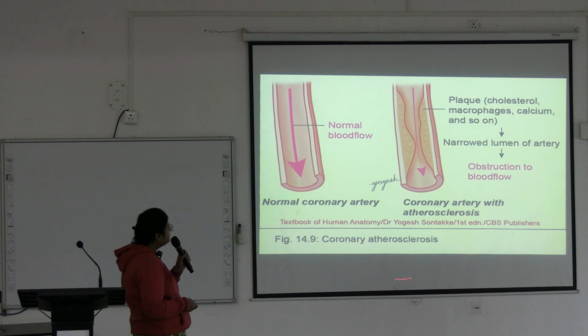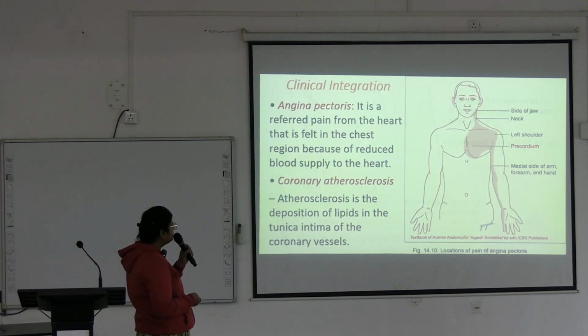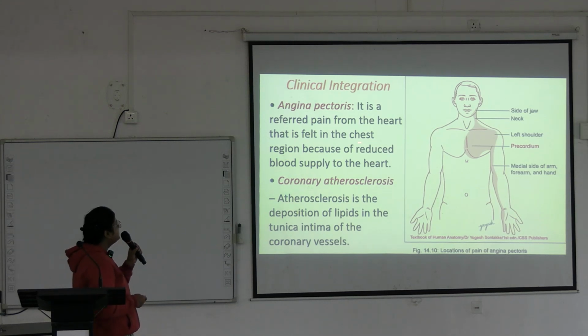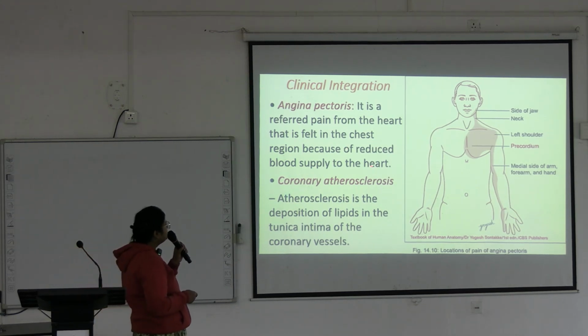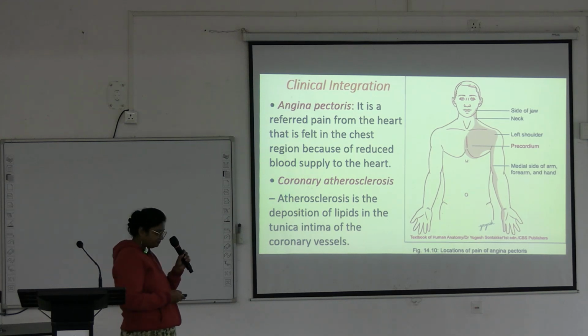It mainly occurs due to coronary atherosclerosis. This is a normal vessel, and here the plaque has developed. Plaque is formed by cholesterol, macrophages, calcium deposit, and so on, and it will gradually narrow the lumen, and there will be obstruction to the blood flow. Okay, coronary artery atherosclerosis is very common. So angina pectoris is a referred pain from the heart, and that is felt in the chest region because of reduced blood supply to the heart. Coronary atherosclerosis is the deposition of lipids in the tunica intima of the coronary vessels, that is the inner layer of the coronary vessels.